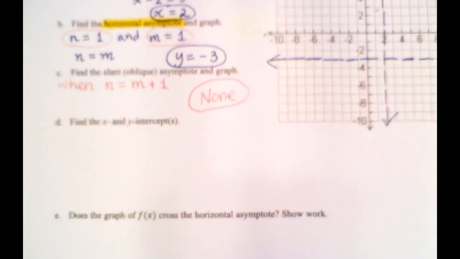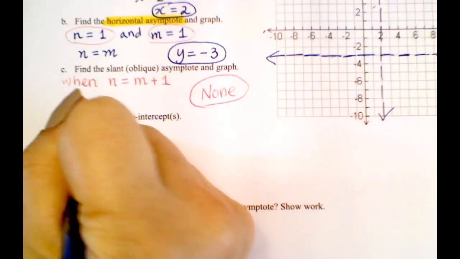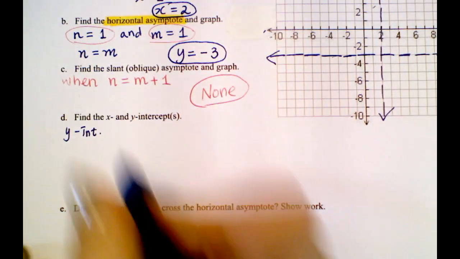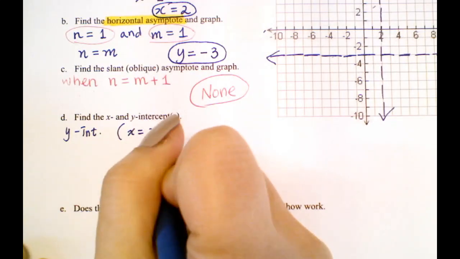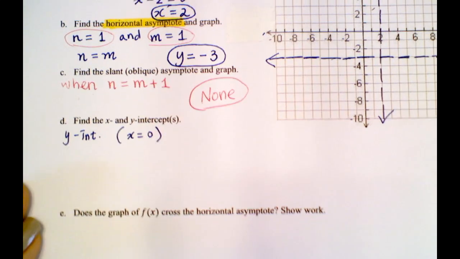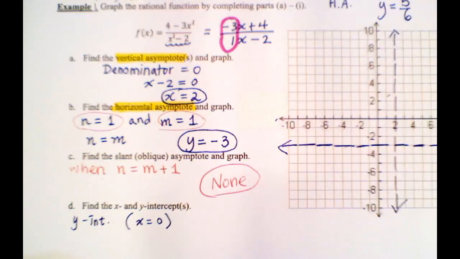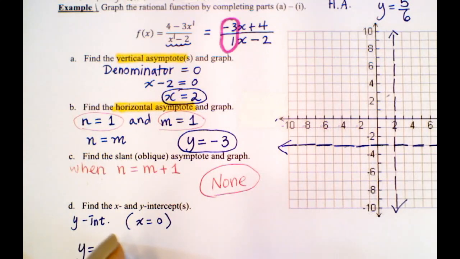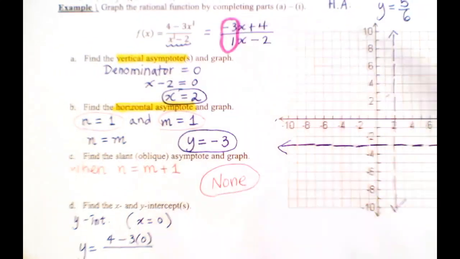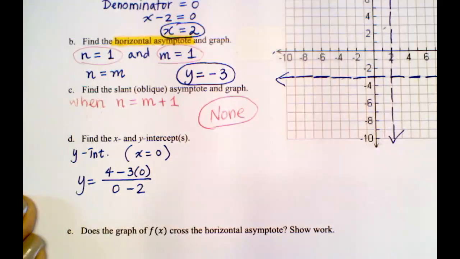Now, let's find the x and y intercept, and I'm going to do these algebraically. I'm going to find the y-intercept first. This is going to be the easier one. The y-intercept is when the x value is equal to 0, right? So, I'm going to plug 0 into this function. The function was 4 minus 3x over x minus 2, so y equals 4 minus 3 times 0 over 0 minus 2.